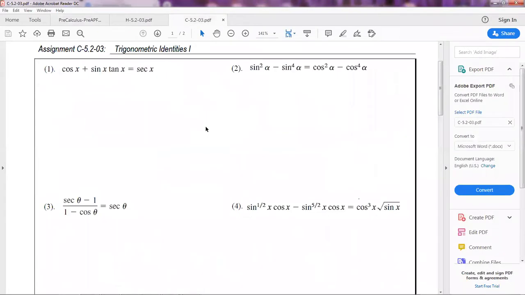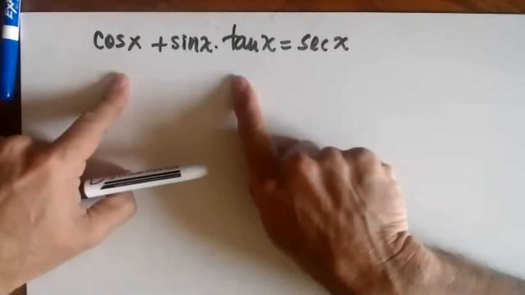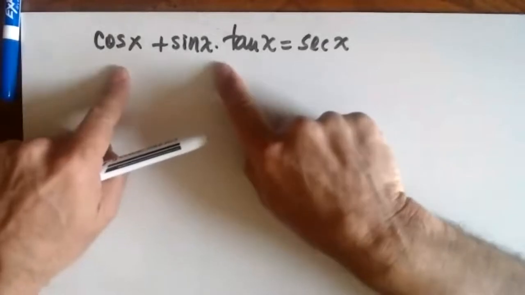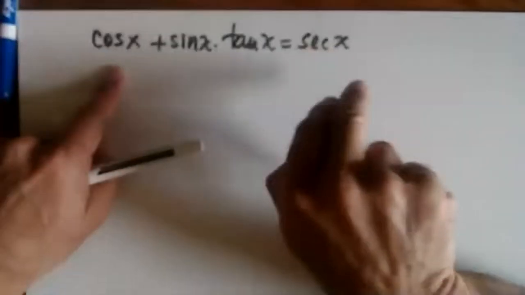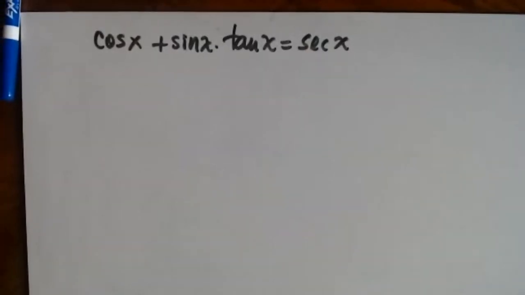Okay, so let's go to the assignment now. I'm going to show you this one. We have to prove these identities. Let's begin with the first one. You have cosine x plus sine x times tangent x equals secant x. So I'm going to prove the first one. You have to prove that if you combine these functions, you get the secant. If you put this in the calculator and graph it, and then you graph this one, you see the same line. But you have to prove that they are the same, not with the calculator, but algebraically.